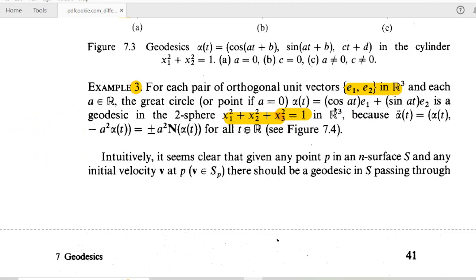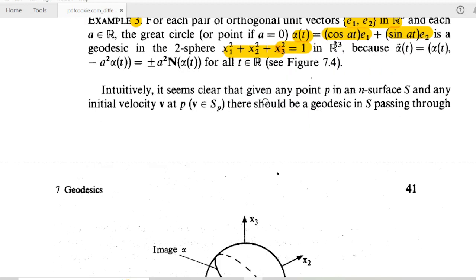So let us see the parametric equation of the geodesic. What is the formula of the great circle? That you have to remember. Alpha of t equals cos(at) E1 plus sin(at) E2. Simply, E1 is 1 0 0, so alpha of t is cos(at), sin(at), 0. And similarly, find alpha double dot. When we do the dot product, if it is always 0 for all t, we can say this is a geodesic.